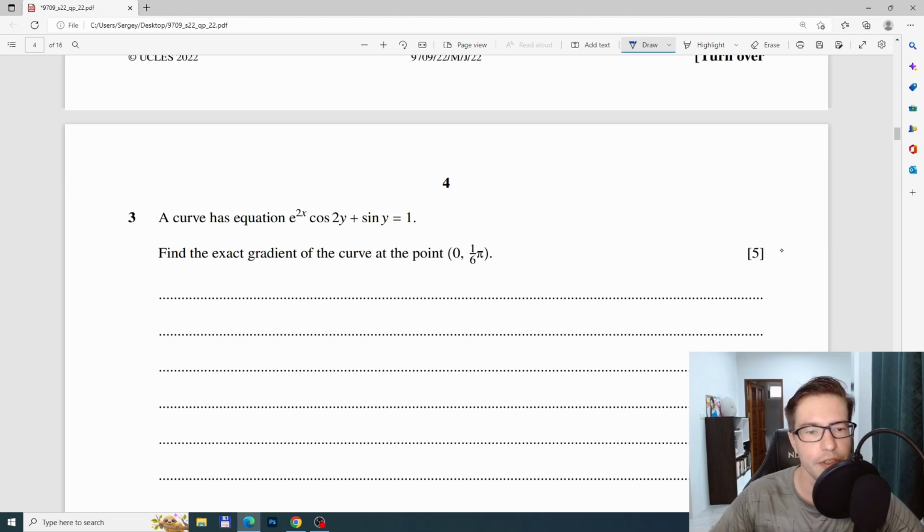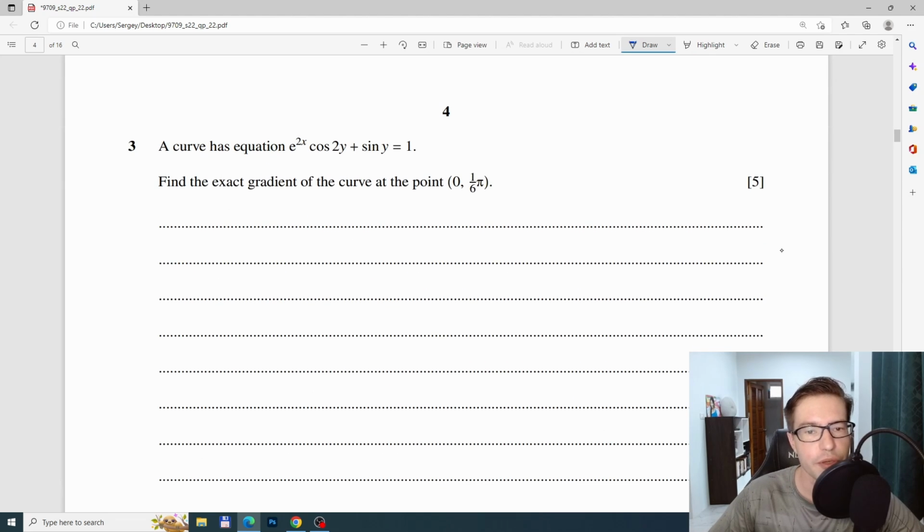Okay, next one, differentiation. This question is about implicit differentiation. If you're not sure where to start, I've got another video explaining the concept and what to do. But for now, I'm going to just differentiate both sides of the equation. The derivative of 1 is going to be 0.